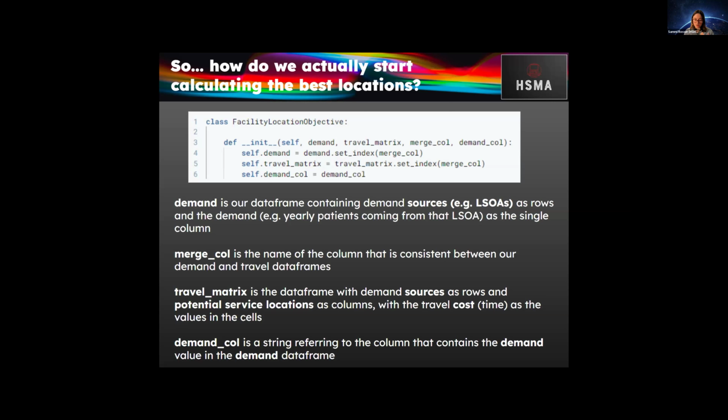And demand col is a string referring to the column that contains the demand value in the demand data frame. It could be that our demand column is named number of patients or historical demand or hypothetical demand or whatever we've called it. We just need to tell this facility location objective what that is. That makes sure that this class is as flexible as possible and allows reuse with different data sets rather than hard coding those data sets in. So every time you come to a facility location problem, you can just start with this and that's all you need.